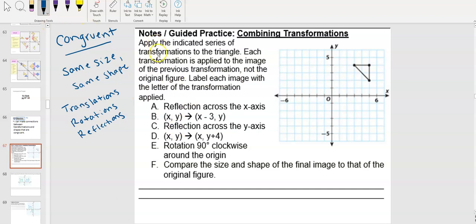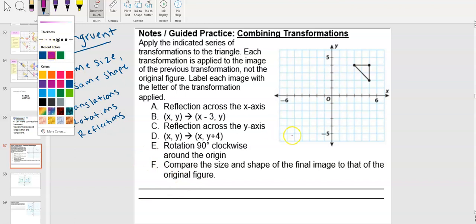So the first thing we're going to do is apply the transformations in a series. Each transformation is going to be applied to the image of the previous transformation. So I will reflect this across the x-axis, and then the new shape, I will then do this transformation here of x minus 3, y. And then that new shape, I'll then reflect across the y-axis. So we're just going to have a series of repeated images all across my coordinate plane. We're going to label each image with the letter of the transformation to keep track, and then we're going to compare them.